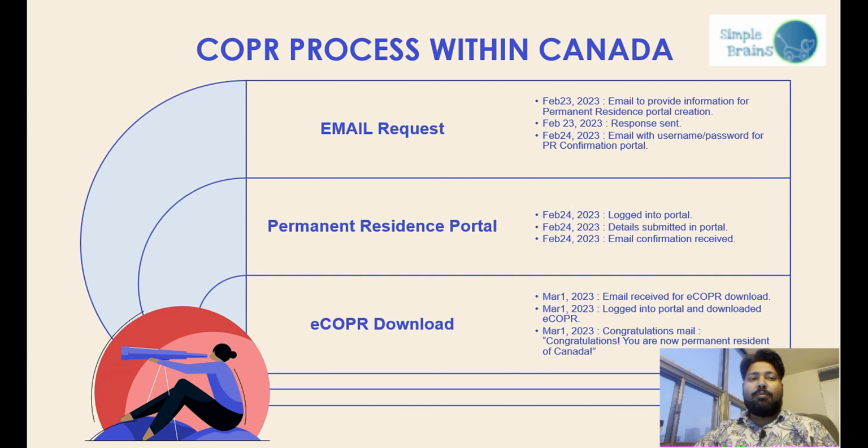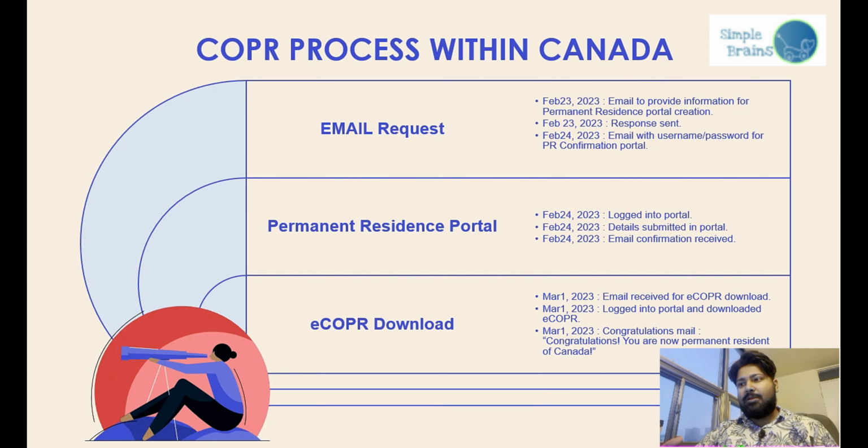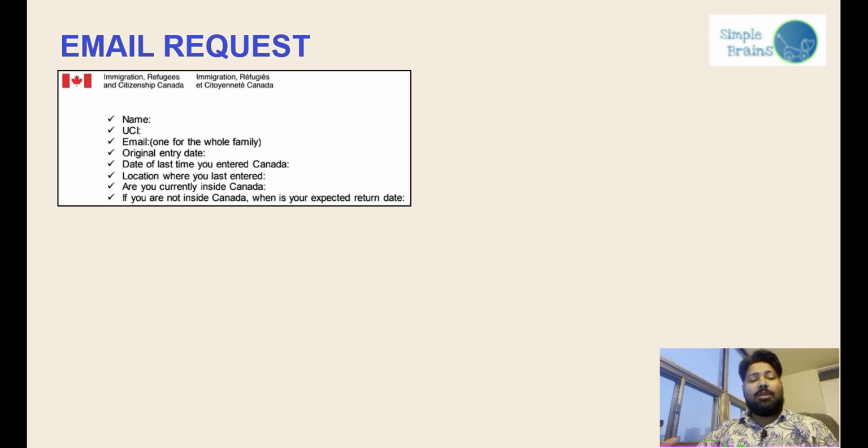So basically you become a permanent resident the day you receive your eCOPR. I'll go into detail on this process, but I just want to show you that it is right here in the timeline we talked about. Going further to the email request section: what do they ask from you when you get an email from them saying it's time, we'll create your profile? You don't create your profile, they create your profile. You provide certain details, and only if you are approved from the Express Entry pool, by your application in the IRCC portal, do you get an email from them.